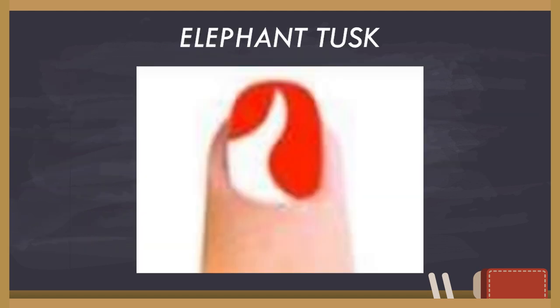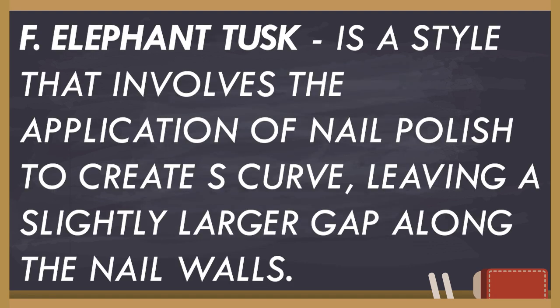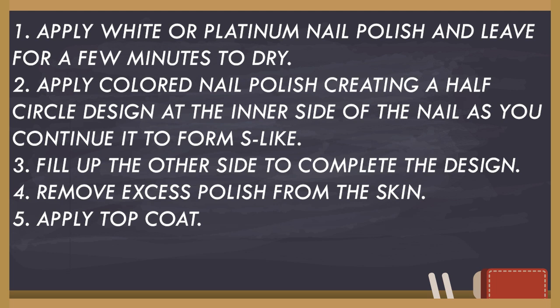And last, we got the elephant tusk. Elephant tusk is a style that involves the application of nail polish to create the S-curve, leaving a slightly larger gap along the nail walls. These are the steps in making the elephant tusk.